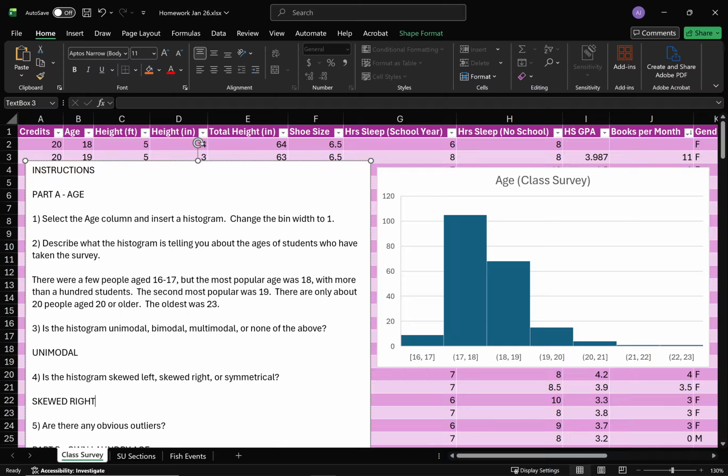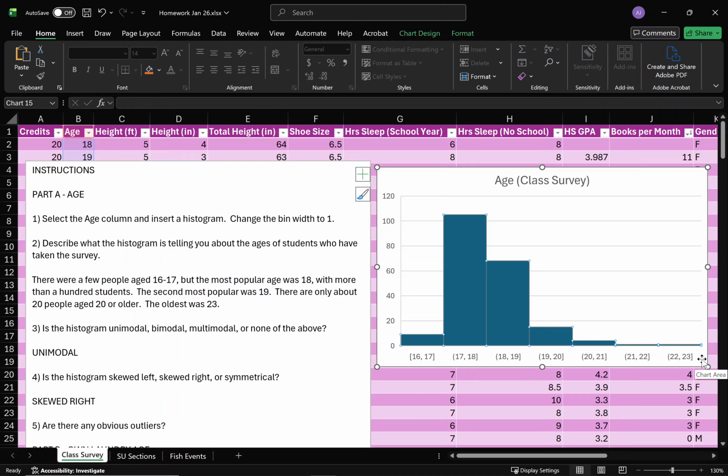Are there any obvious outliers? No, not really. Everybody's within a normal college age range, I would say, or high school. Maybe if there'd been someone who was 30 or something, then that would be an outlier. Usually with an outlier, you want to see a gap. Even though there's a couple of people here that made these last two bins really short, there's not really a gap between them and the other students. It's trailing off, getting shorter and shorter, but there's no gap.